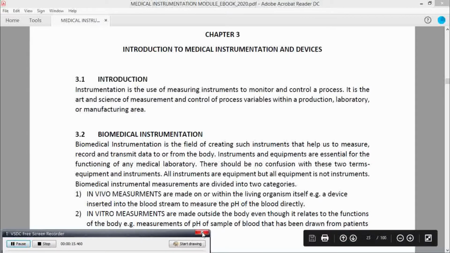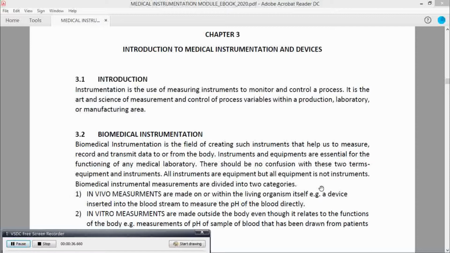Alhamdulillah, we continue the topic on medical instrumentation and devices. This chapter mainly regards the designing of instrumentation systems. So let's look at the introduction. Instrumentation, the use of measuring instruments to monitor and control a process.